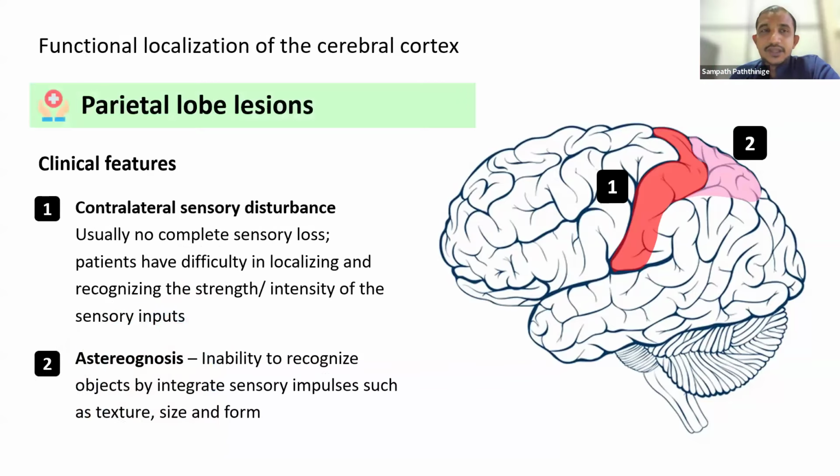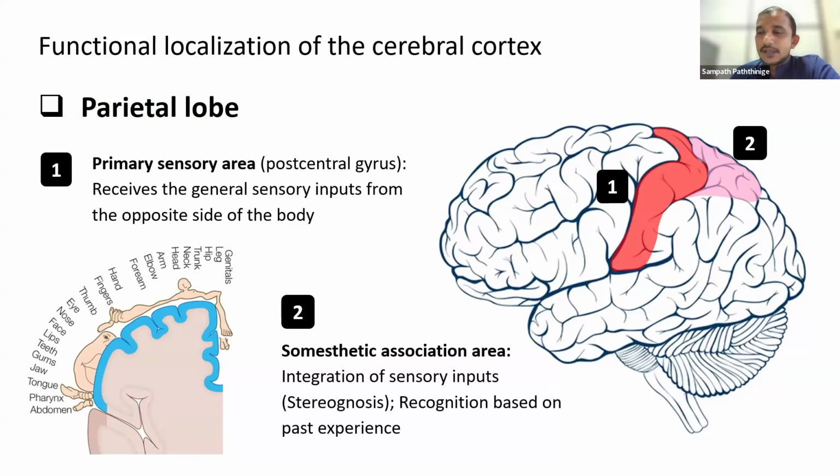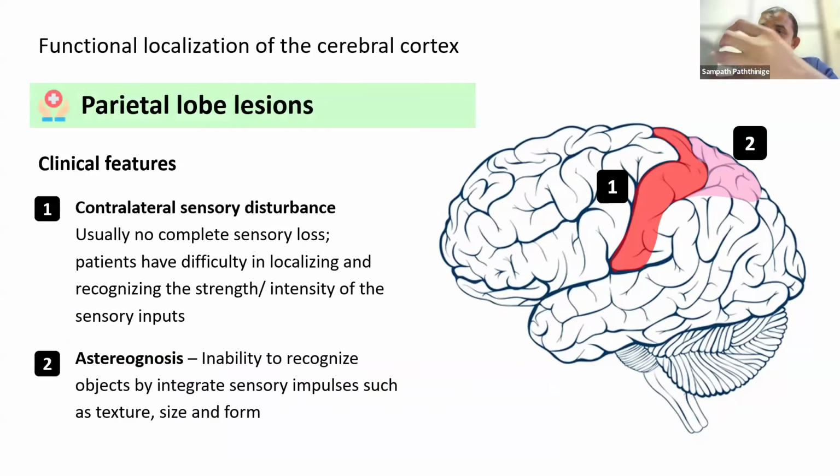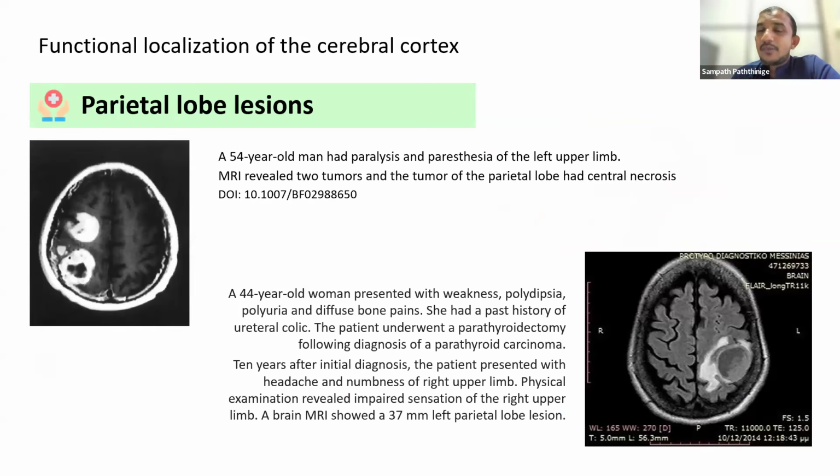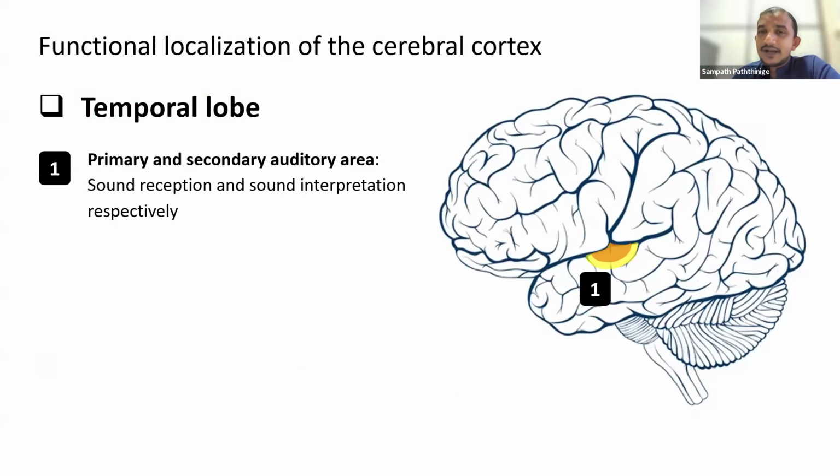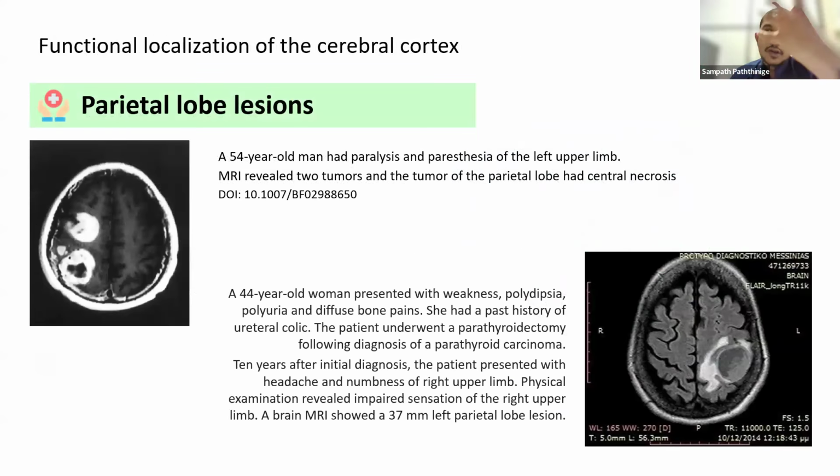So that is the main function of this association area, right? So what happens, one of the main features that we see in the parietal lobe lesion is this astereognosis. They will lose the ability to identify objects, as well as it will lead to opposite side sensory loss, general sensory loss. And the sensory cortex has the same homunculus, right? So similar type of homunculus where there is a lot of area which is given to the facial sensation, right?